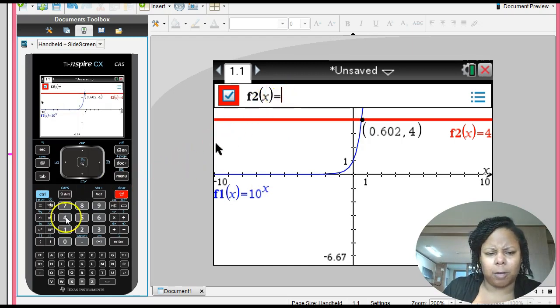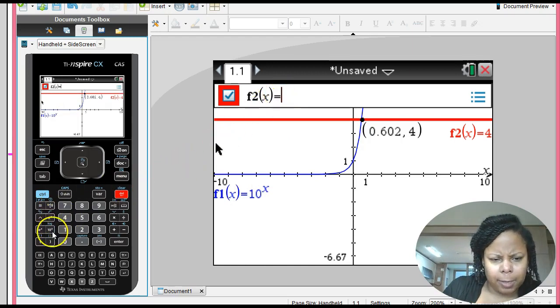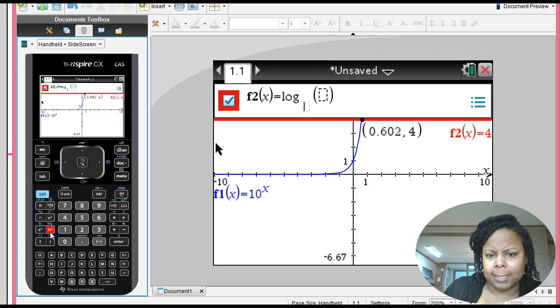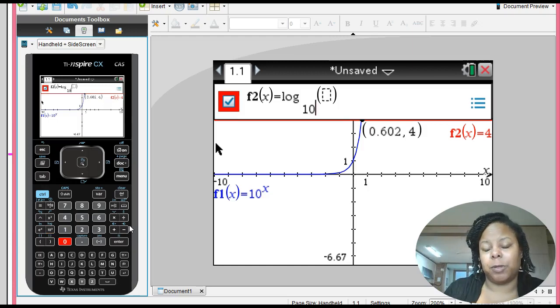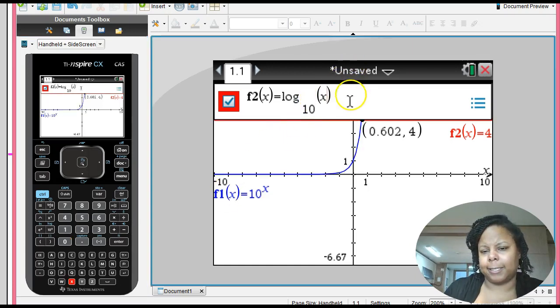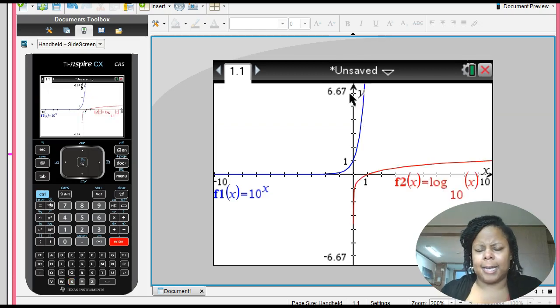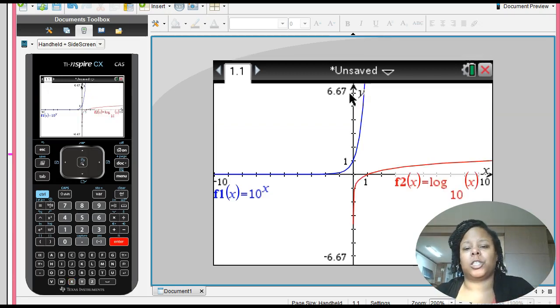If I want to graph the log function, there's a button right above the 10 to the x button. If I do control and 10 to the x, I'm going to get the log function. Now we are doing the common log, which is base 10. If you don't put a number in there, it's always going to leave it as 10. And we're going to say x, because the graphing calculator uses x as the independent axis. If I graph that, this is what the log function looks like.